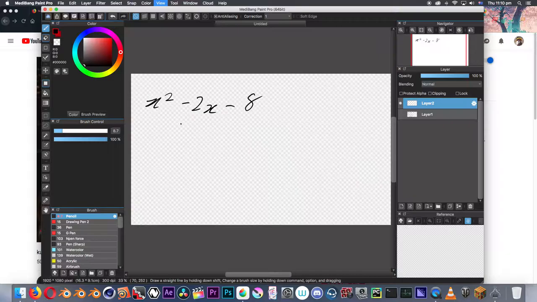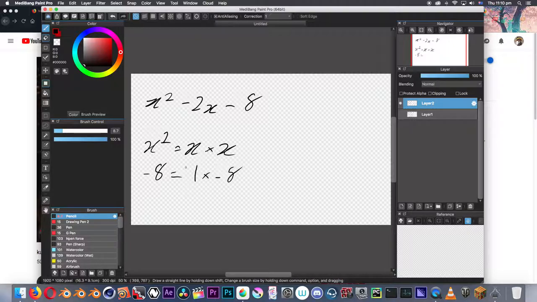So the factors of the first term: x squared equals x times x. So that's all the factors, there's only one really. And now the factors of the last term. We got -8, so that'll be straightforward. -8 equals 1 times -8. And we're going to do each combination.